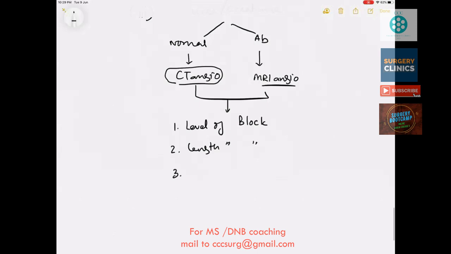Number three, what is the status of collateral? Number four, what is the status of collateral? And lastly, what is the status of distal runoff? That means, are the distal arteries at all patent or not?